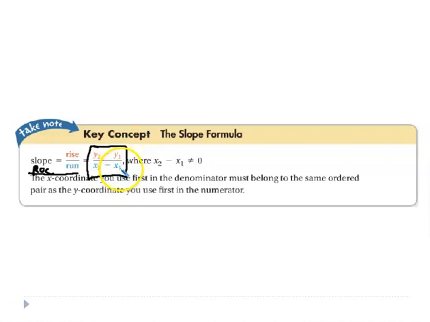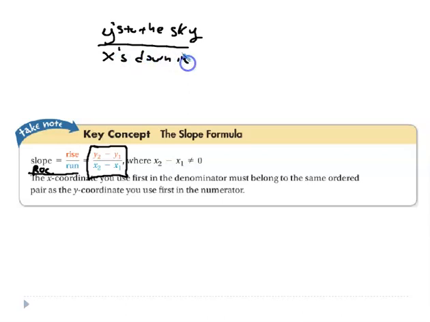Okay, and one thing I try to help students remember, because this is a place where we make mistakes a lot of times, try to tell them, remember, y is to the sky, x is down in Texas. Y's to the sky. X's down in Texas. Okay? See if that'll help you remember.